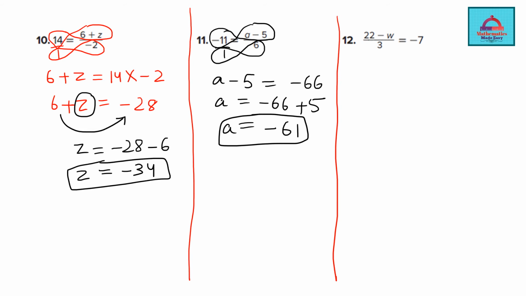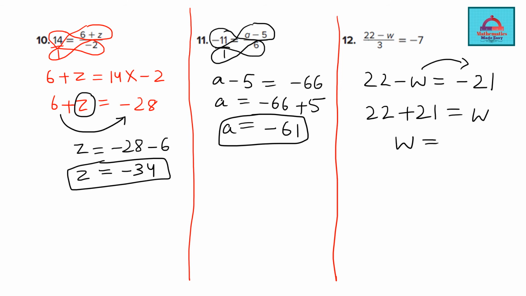Cross multiplication here would give you 22 minus w equal to minus 21, or you move the w to the other side. 22 plus 21 is equal to w, so w is 43. That's your answer for this question.